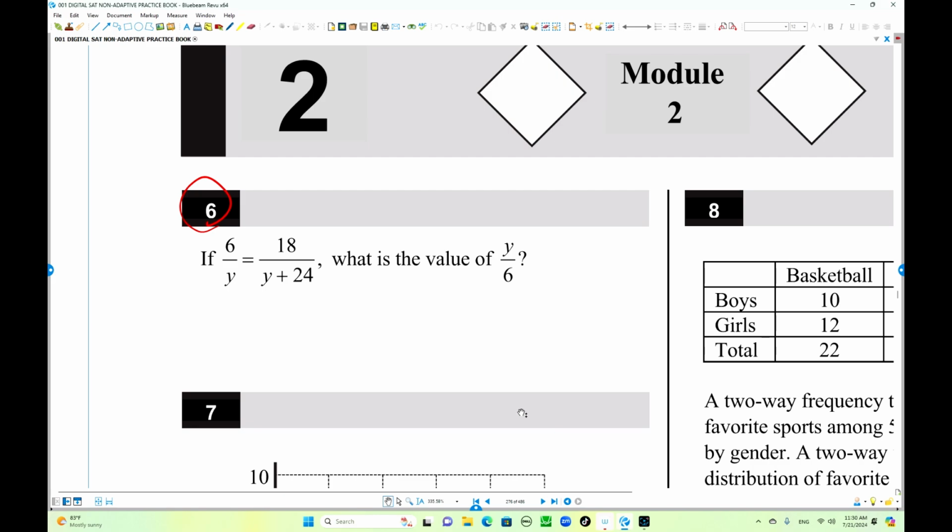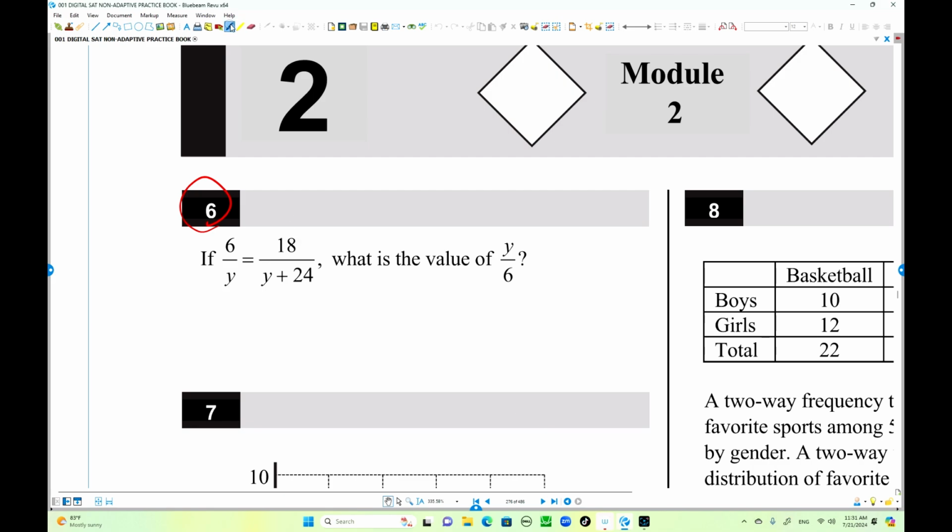All right. So this one is test 7, module 2. I selected some questions that can be solved using DESMOS. This is number 6. When you take a look over here, we have an algebraic equation, right? So maybe you can solve it this way, using cross multiplication.